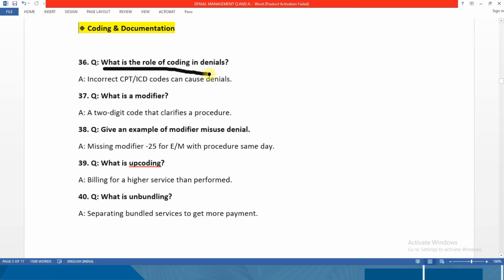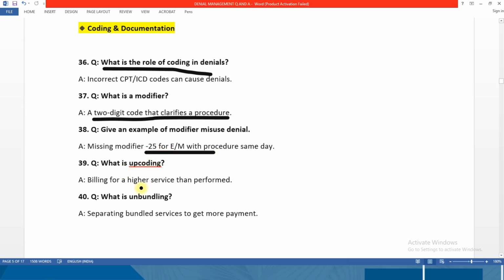So what is the role of coding in denials? Basically, in denials coding plays a very important role. If we submit incorrect CPT or ICD codes, it can cause denials. So what is a modifier? A 2-digit code that clarifies a procedure. In the interview, if they ask you to give an example of modifier misuse denial: missing modifier 25 for E&M with a procedure on the same day. Basically we will use the 25 modifier for a minor service along with the E&M.